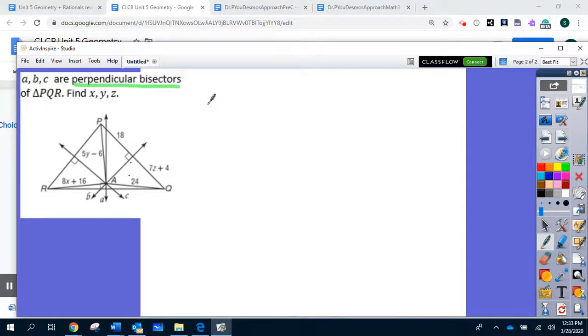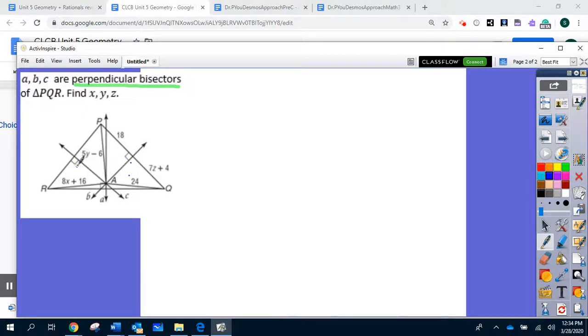Hi guys, we will discuss today about the circumcenter and we will try to get a skill. Let's see, we have the perpendicular bisectors of the triangle PQR. So here is the triangle PRQ and the perpendicular bisectors. Just remember, those are lines that are perpendicular to the sides.